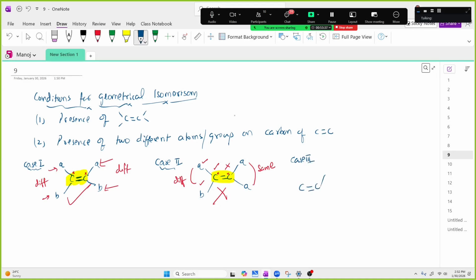Case 3. What about this case? Will this compound, case 3, show geometrical isomerism? Yes or no? I'm still waiting for your answer. You have to look at both the carbons. This carbon has A and B. They are different. So this carbon is okay. This carbon has C and D. They are both different. That means this carbon is okay. So that means this compound can show geometrical isomerism. Have you understood first of all? I'm going to give you a question and you try to apply this. Is that fine? Can I go to my next page? Just do one or two simple examples and we'll do more when I see you again.